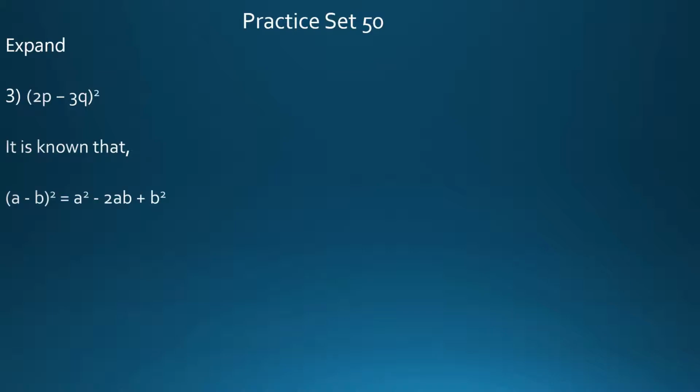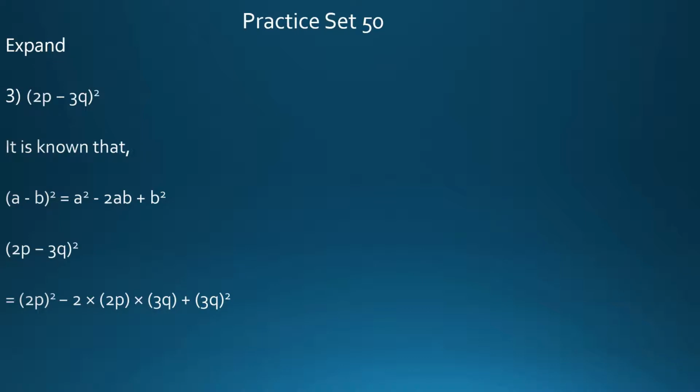Third sum, (2p minus 3q) the whole square. It is known that (a minus b) the whole square is equal to a square minus 2ab plus b square. Here instead of a we have 2p, instead of b we have 3q. So let us use the expansion formula. We get (2p) the whole square minus 2 into 2p into 3q plus (3q) the whole square.